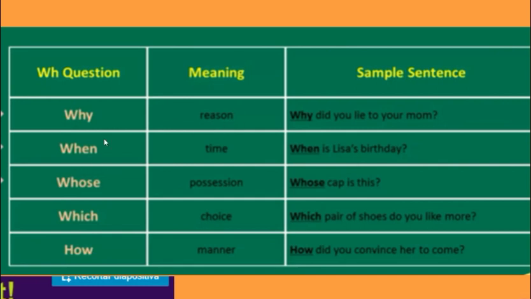The next one we have is when. When we use when, we are asking about time. "When is Lisa's birthday?" "When is the party?" In this one we have one more, which is whose. We are not going to focus on whose, but just so you know, whose expresses possession. For example, "Whose cap is this?" "Whose backpack is this?" "Whose notebook is this?" We are asking about possession.